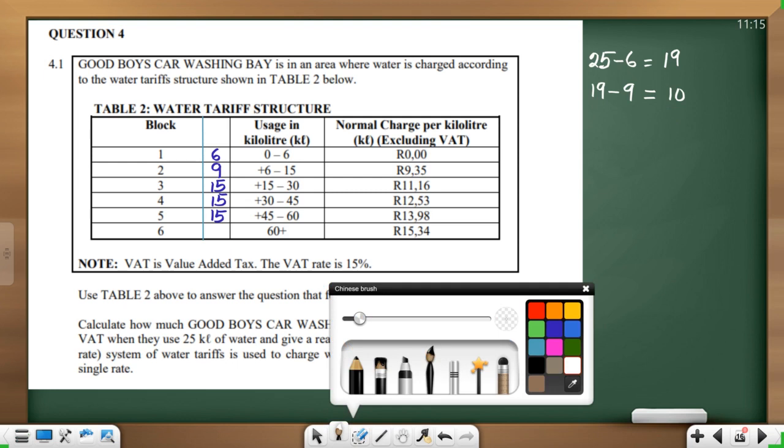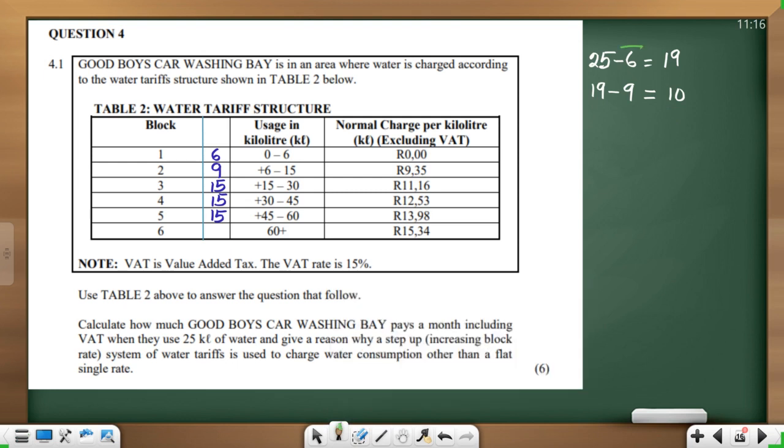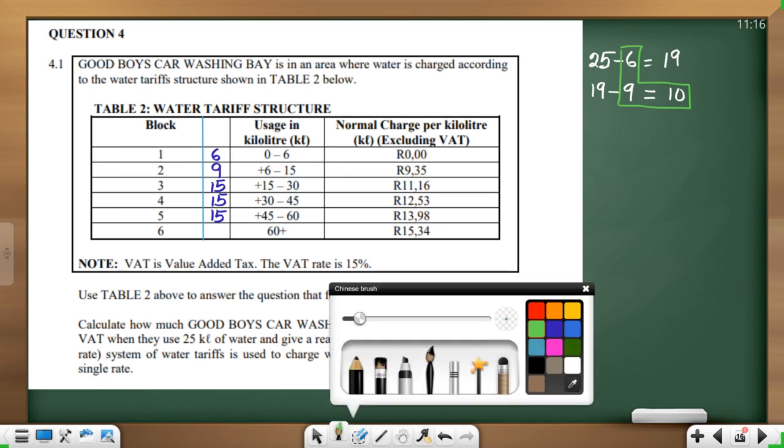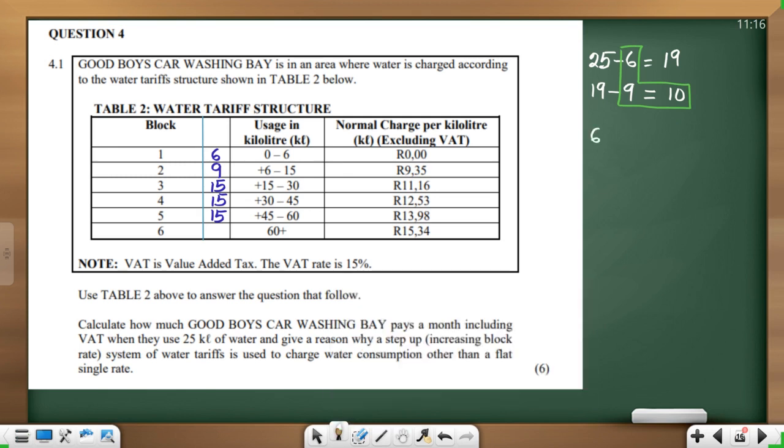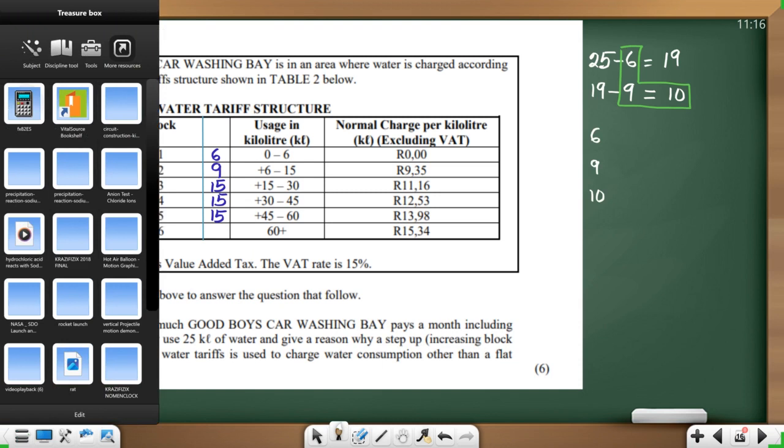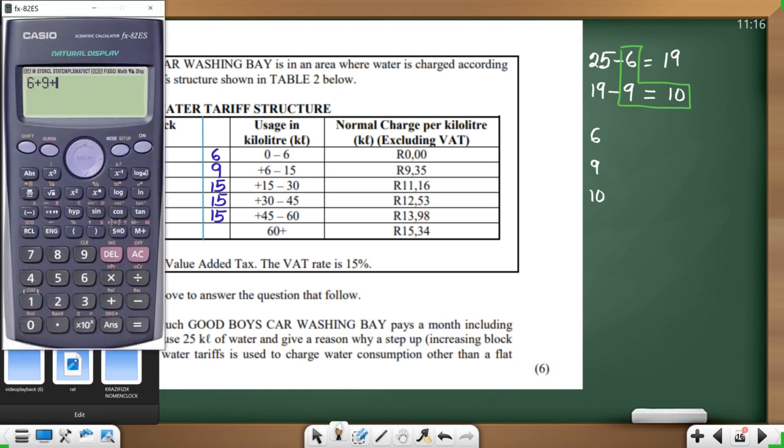Clean that. What is your block now? Check. 6, 9, and 10. You are done. So, it is 6, 9, 10. I promise you, if you pick your calculator to add those units together, 6 plus 9 plus 10, you get the 25 that was used.